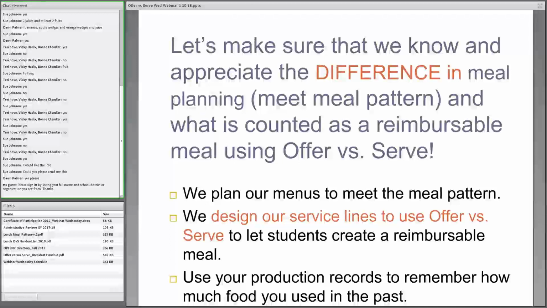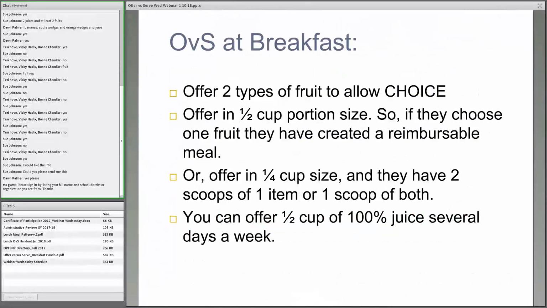Also, if you have a salad bar with a lot of choices for fruits or vegetables, your production record for your salad bar will really help you track how much you're using. And if you're not using a lot, you can put out less of those items. So you guys gave some good strategies earlier about how you use offer versus serve at breakfast, and so you already have a lot of these things done.